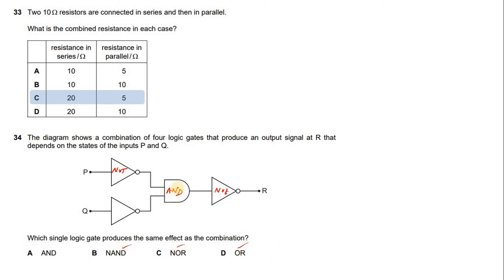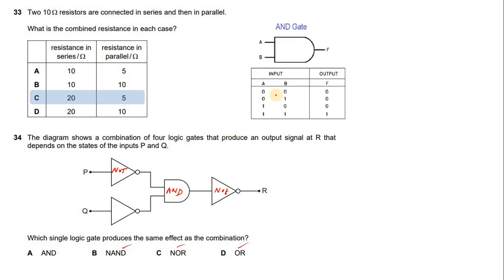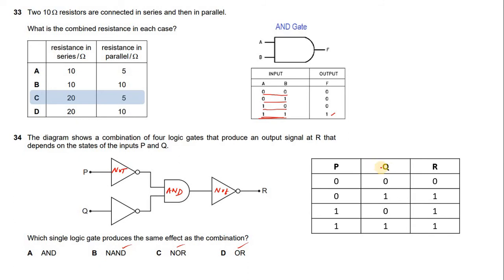Remember, the truth table of AND gate is this. If any one is 0, the output will be 0. AND gate will give 1 only if both inputs are 1. And NOT gate always gives you the opposite. For NOT gate, if you give input 1, output will be 0. If you give 0, output will be 1. That's the behavior of NOT gate. So let's make the table of this overall logic gate. So I will be giving you a blank table, P, Q, R. Now clearly P, Q, R. So you can do it one by one.